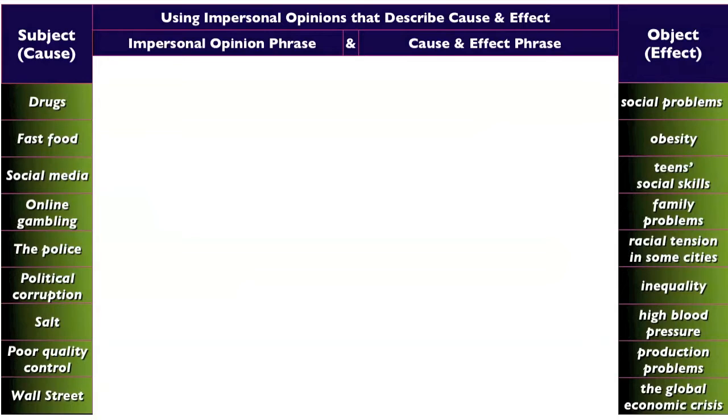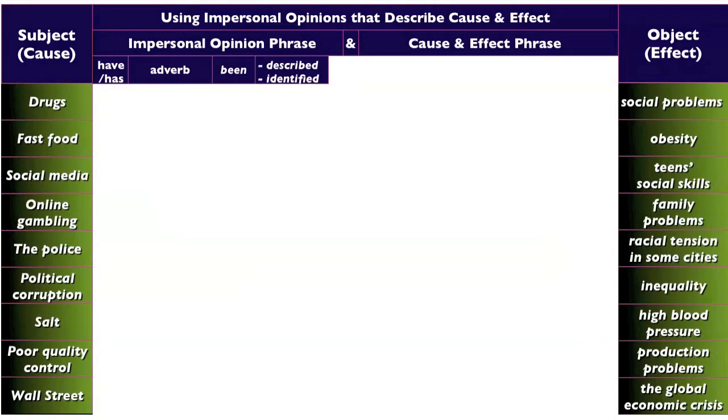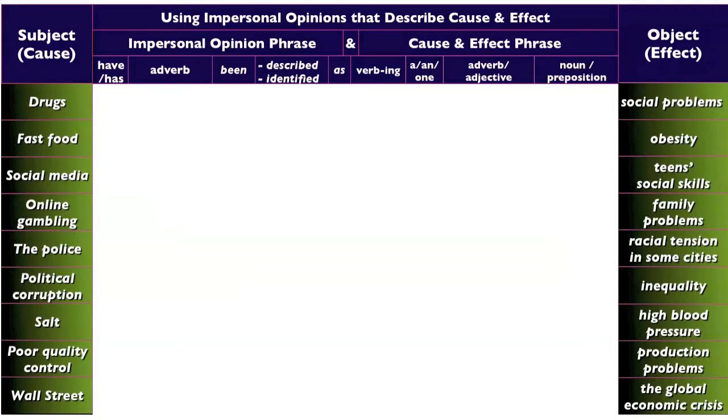In the impersonal opinion phrase, you'll need have or has, an adverb, been, described or identified as. And in the cause and effect phrase, you'll need verb ing, a, an or one, an adverb and or an adjective, and a noun and or preposition.